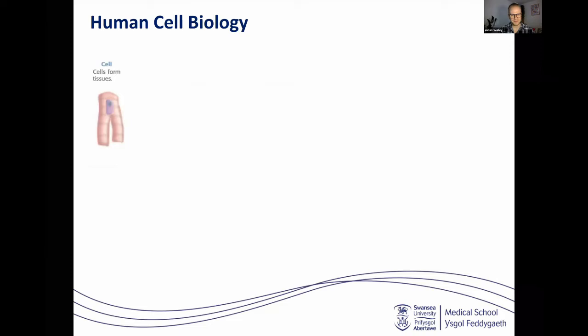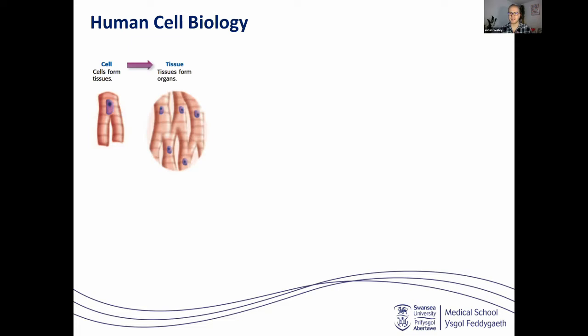Now, when we're talking about human cells, these are kind of the smallest building blocks we have in our body. Obviously, we get smaller because we've then got proteins, and then we've got atoms, and we can go smaller and smaller and smaller. But from a human biology perspective, we're going to say that cells are kind of the smallest component. But those cells arrange themselves into tissues. Lots of cells will form a tissue, and then those tissues will form an organ.